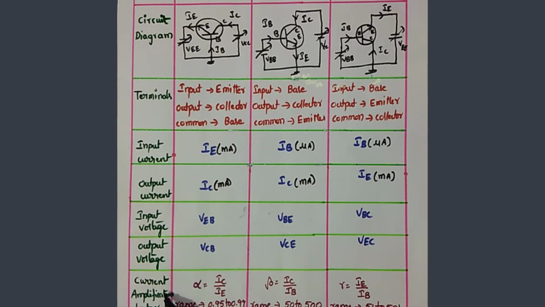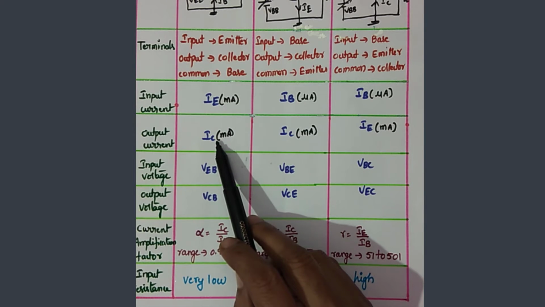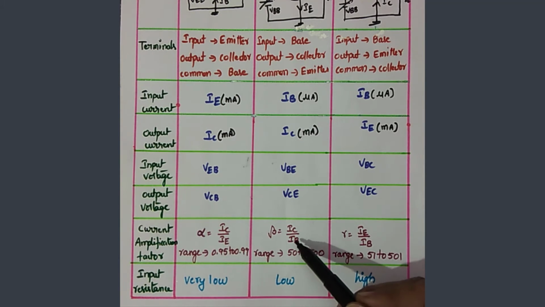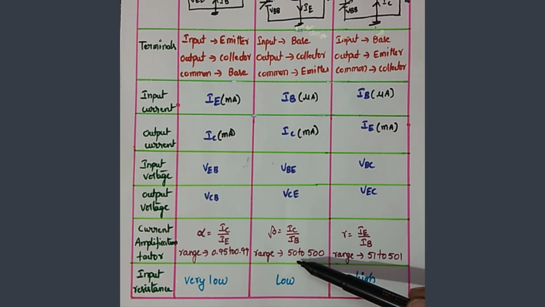And the next parameter is current amplification factor. The current amplification factor is defined as output current by input current. In the case of common base configuration, output current is IC and input current is IE, and the current amplification factor is denoted by alpha. So alpha is equal to IC by IE. As IC and IE are approximately same, the range is between 0.95 to 0.99. And here the current amplification factor is beta. Beta is IC by IB. IB is very less, so the beta range is from 50 to 500.